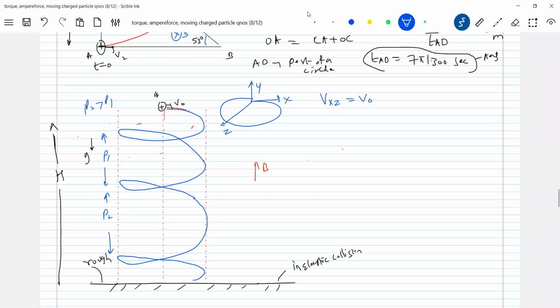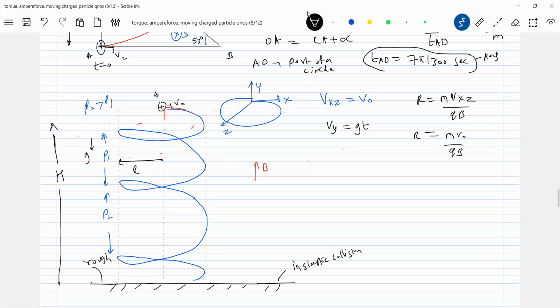So therefore, what will be the radius of the circular path? The radius of the circular path depends upon the speed of the particle in the xz plane. So R is equal to m Vxz by QB. Already I discussed such numericals. And the velocity along the y-axis will be gt. Therefore, as it is accelerating, the pitch will continuously increase. So like this, with increasing pitch and constant radius, it's going to move in a spiral path.